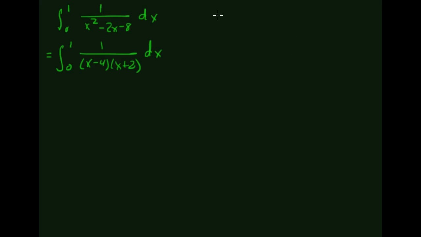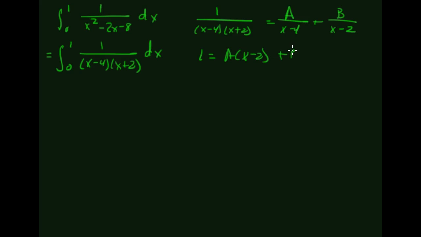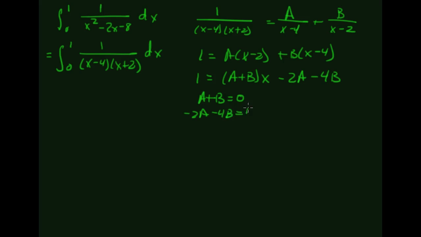This is a partial fractions problem, right? So 1 over (x minus 4)(x plus 2) is A over x minus 4 plus B over x minus 2, which means that 1 is A times (x minus 2) plus B times (x minus 4). So this is going to give me (A plus B) times x minus 2A minus 4B, right? So that tells me that A plus B has to equal 0, and negative 2A minus 4B has to equal 1. So that means 2A plus 2B is 0, negative 2A minus 4B is equal to 1.